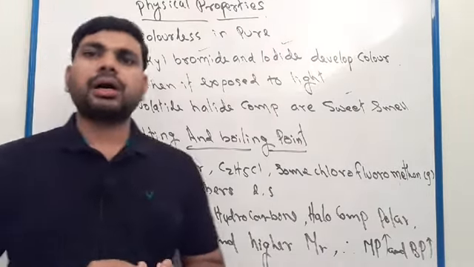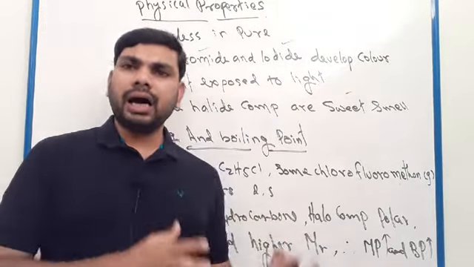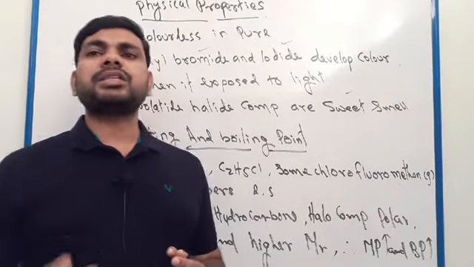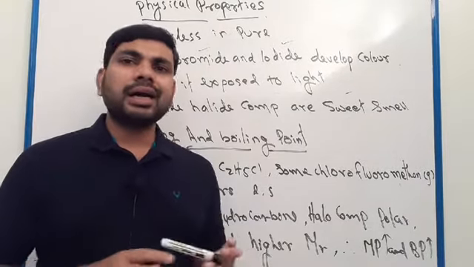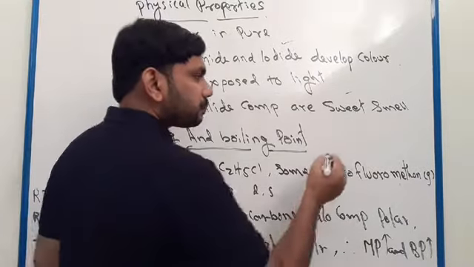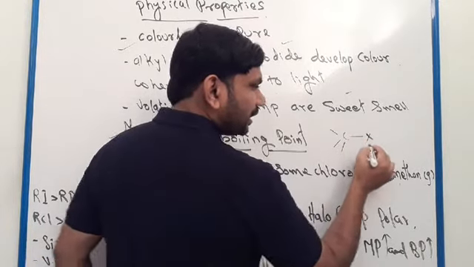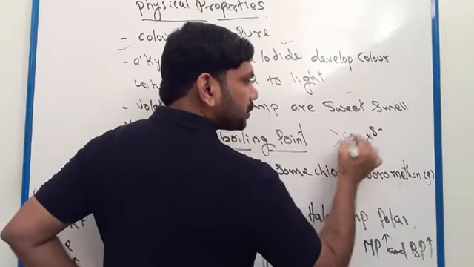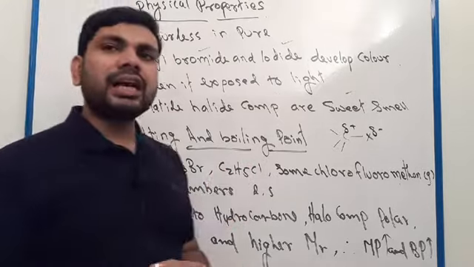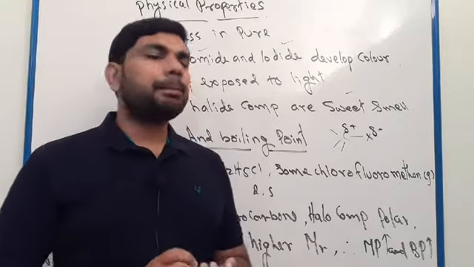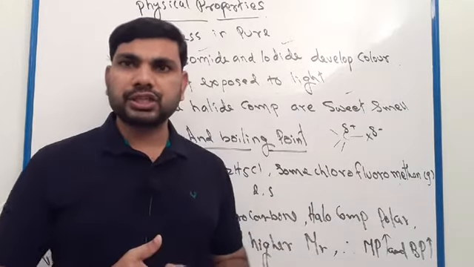Compared to hydrocarbon, alkyl halides have high melting and boiling point. We know alkyl halides are polar. We discussed in the previous class that there is a C-X bond, where the halogen has a partial negative charge and carbon has a partial positive charge. So alkyl halides are polar in nature. Because of this polarity, they have strong intermolecular force of attraction.